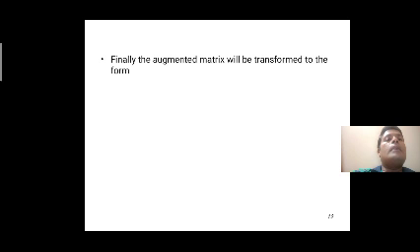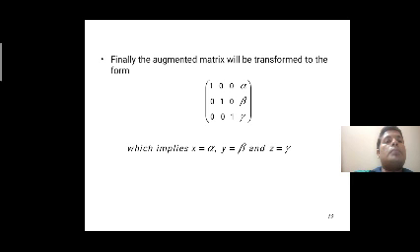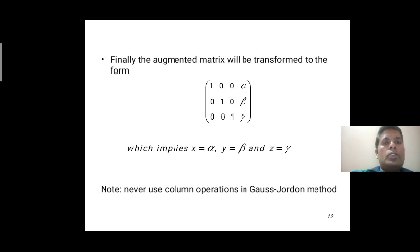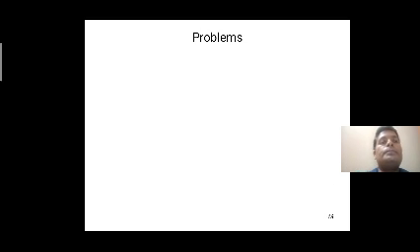Finally, the augmented matrix will be transformed to the form 1 0 0 alpha, 0 1 0 beta, 0 0 1 gamma, which implies x equal to alpha, y equal to beta and z equal to gamma. Note, never use column operations in the Gauss-Jordan method. This is a very important note. You observe here, in the Gauss-Jordan method we only apply row operations.